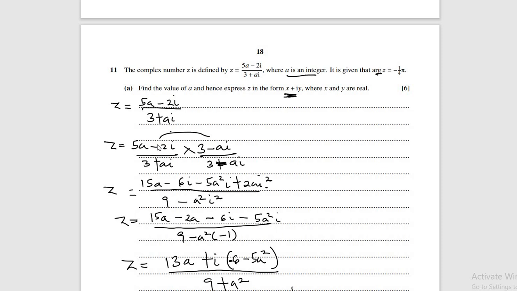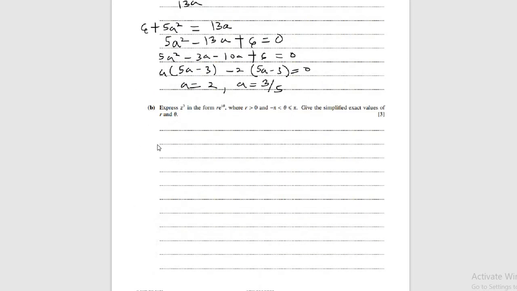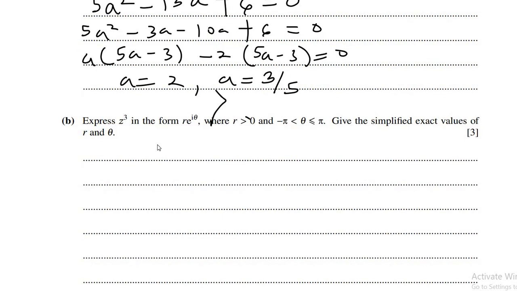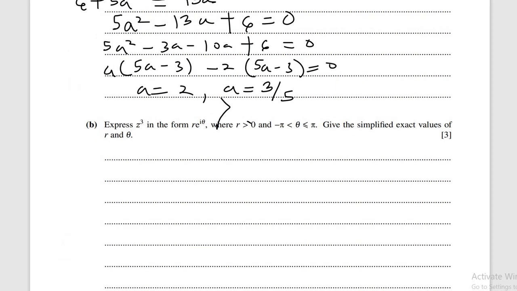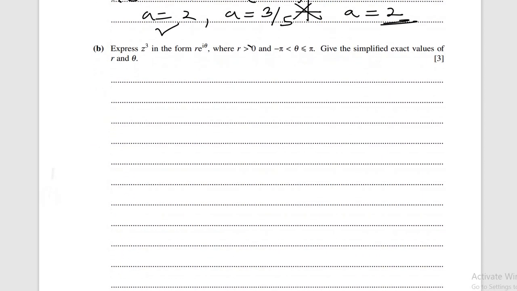a is an integer. Since a is an integer, the value of a will be 2. The 3 over 5 is rejected. So a is equal to 2. Great. Let's see the second question.